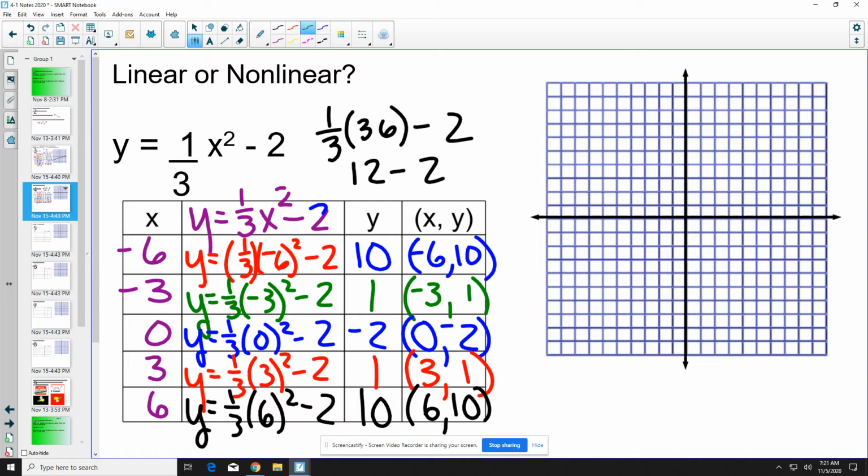Okay, now you should already have your x and y axis drawn. Let's graph these points together. If you do not have your x and y axis drawn, pause the video and draw it so you can graph these points. When you get done drawing your x and y axis, hit play. All right, so our first point is -6, 10. So you're going to go left 6, up 10. On your graph, put a point at -6, 10.